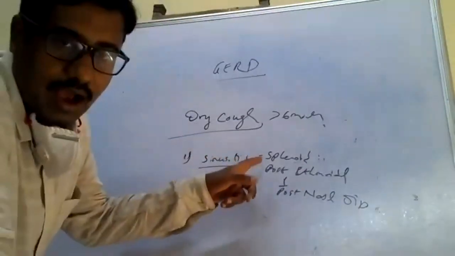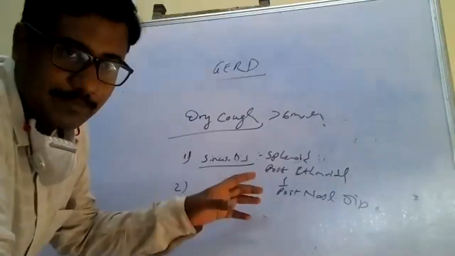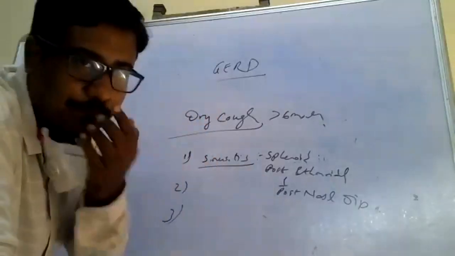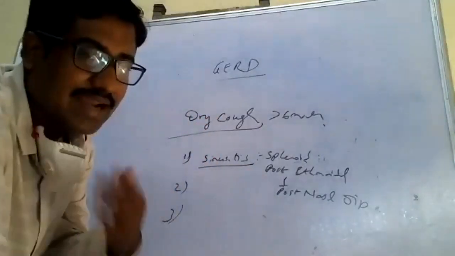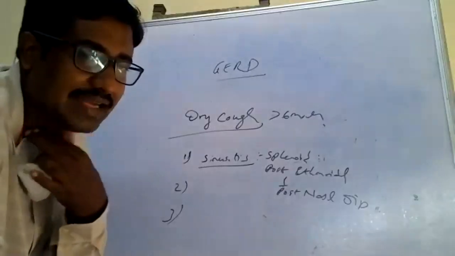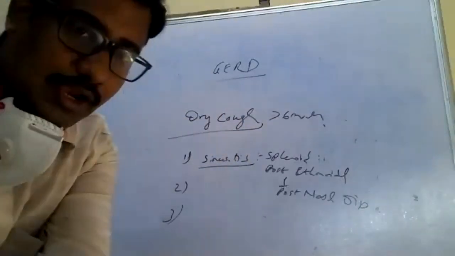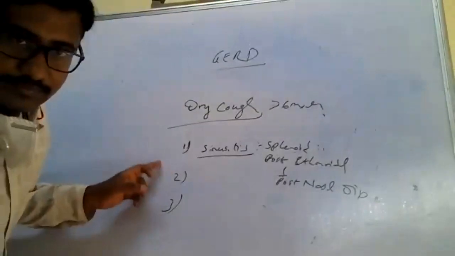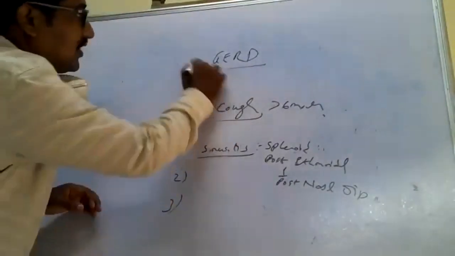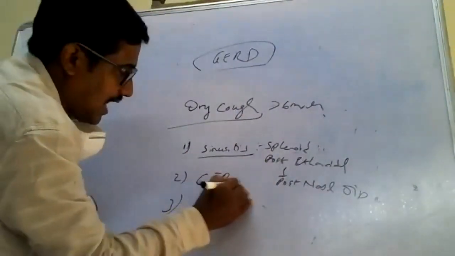Sphenoid or posterior ethmoidal sinusitis causes postnasal drip. It comes from the back of the nose and irritates the larynx, causing a dry cough. So a long-duration dry cough is because of sinusitis. And the second one is GERD.